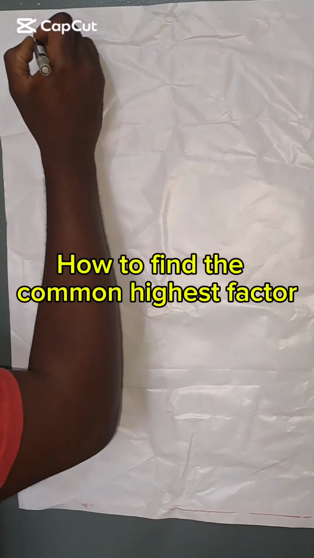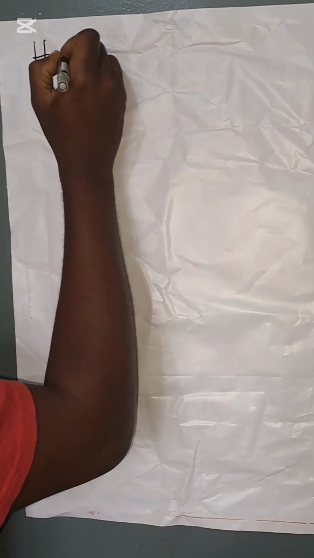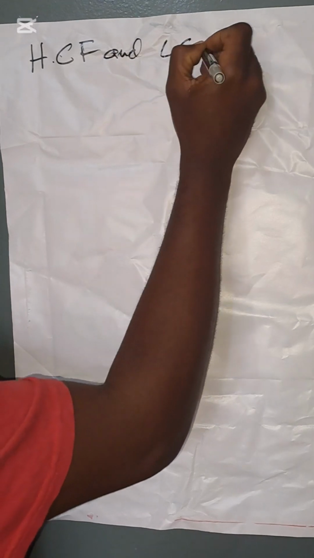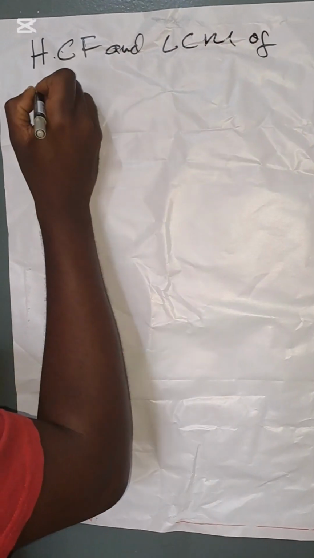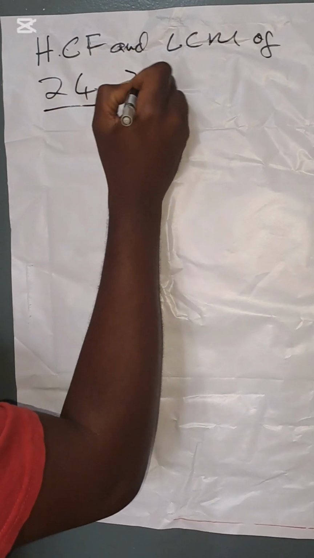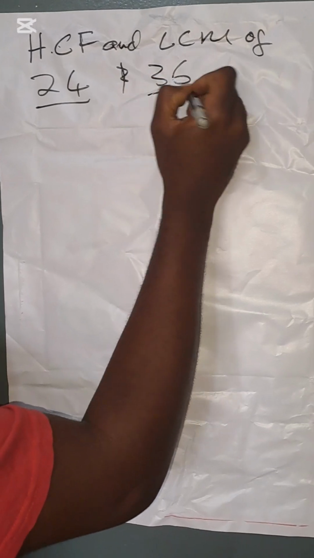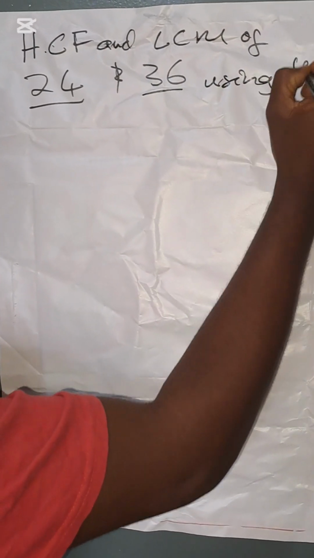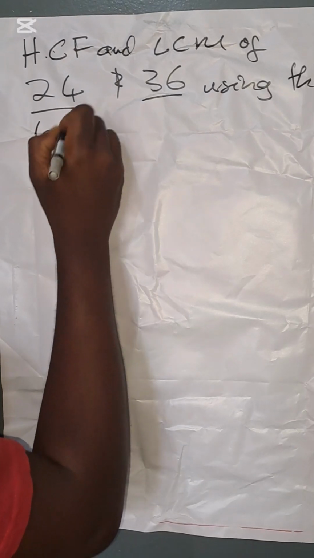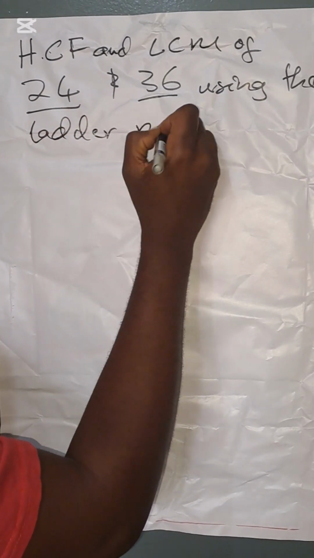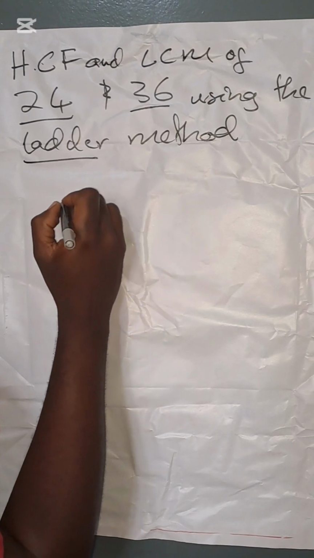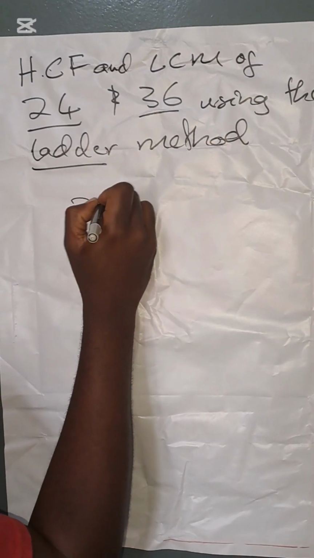I want to find the highest common factor and lowest common multiple of 24 and 36 using the ladder method. Right. So first of all, I'll start with 24.